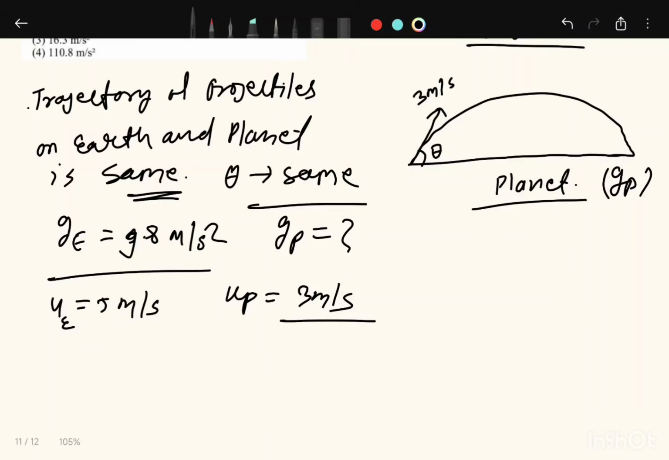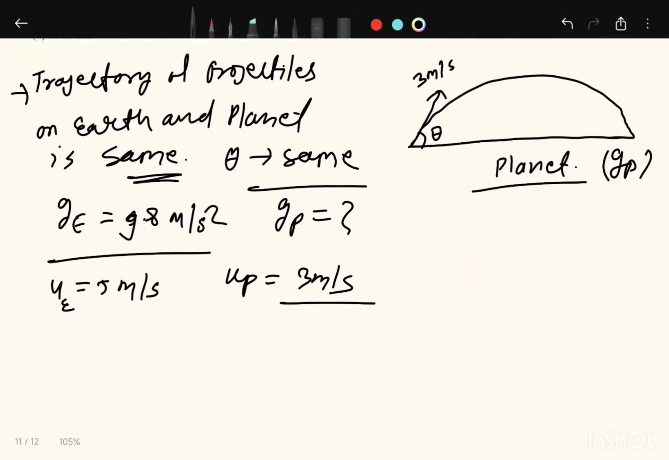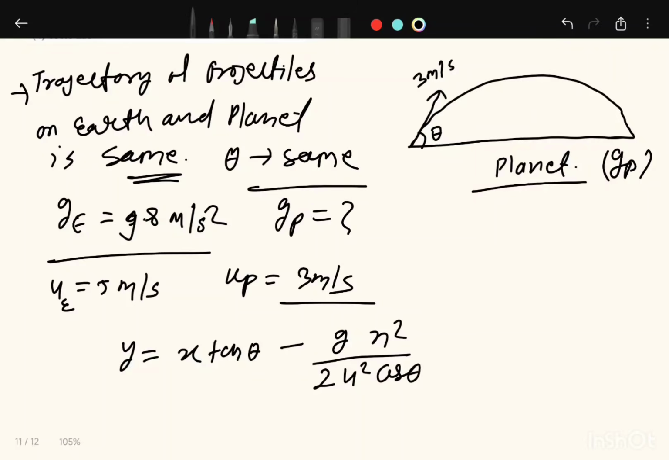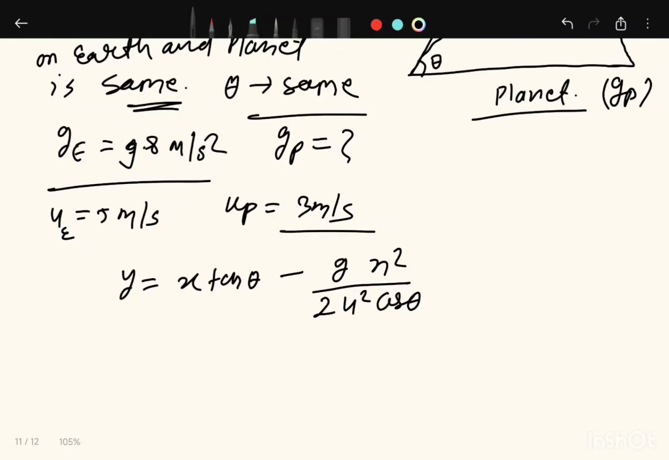So first of all, we have all the information gathered from the question. The first information is the trajectory is the same, right? So we know the equation of trajectory in case of projectile. What is that? That is y equal to x tan theta minus g x square upon 2 u square cos square theta, right? That is your equation of trajectory.